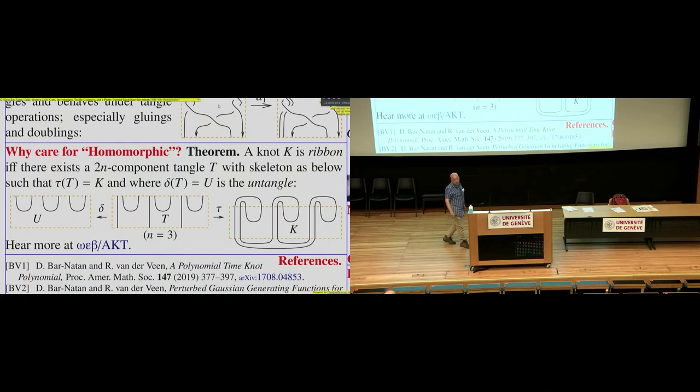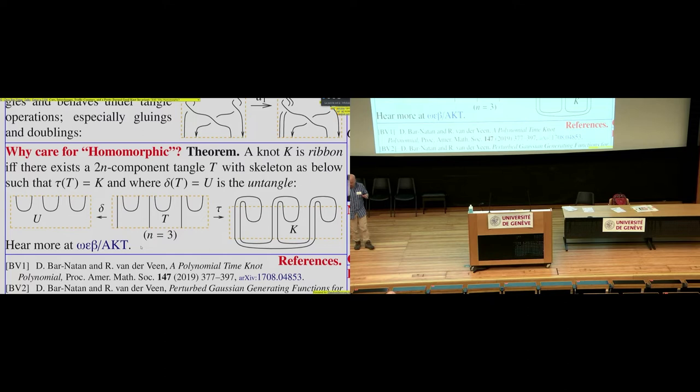Now, if the invariant is homomorphic, then the value of the invariant on a ribbon knot will be constrained to lie in some subset which is defined by the algebraic analog of this condition. And this means that in principle, you may have a criterion for showing that certain knots are not ribbon, and that would be interesting. I'm only sketching it, and if you want to hear more, you can go to omega epsilon beta /AKT, where it's fully explained, but I just want to say there is a reason why I care about homomorphic invariants. They can be useful.